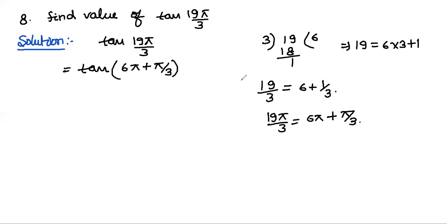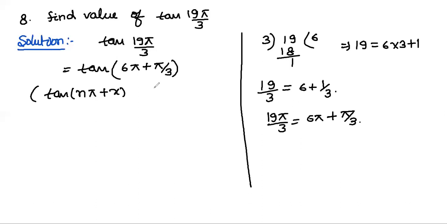Now we will use that concept, the periodic form. In tan, we know that tan of n pi plus x equals tan x. So this is pi and n is 6. So directly we can write it as tan of pi by 3. So tan pi by 3, that value is root 3.